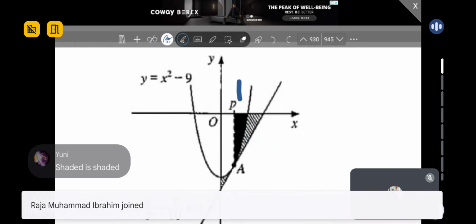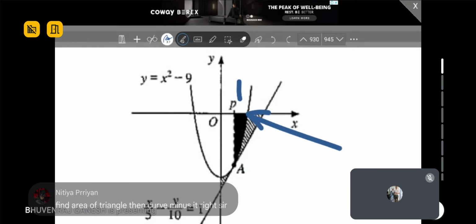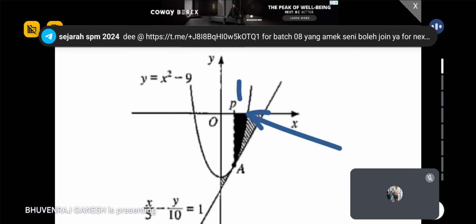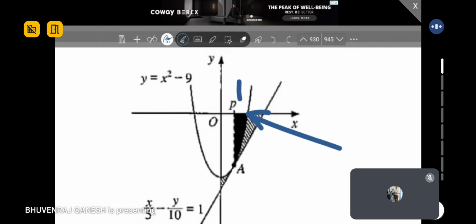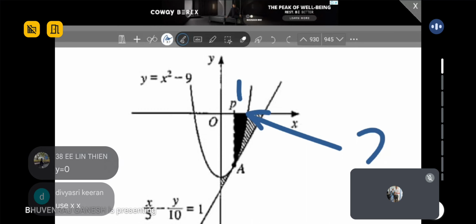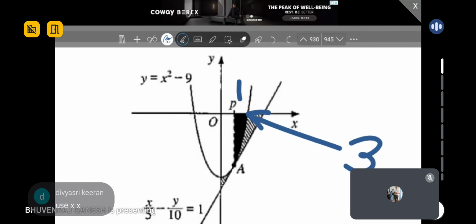So what is this value, guys? Pintasan x bagi lengkung. What do you get? Your x-intercept of the curve. Find area of triangle minus area under curve? No need. You can do direct. Why do you want to use that method? So what is this value? Yes, y equal to 0. Am I right? So you will get x equal to 3.